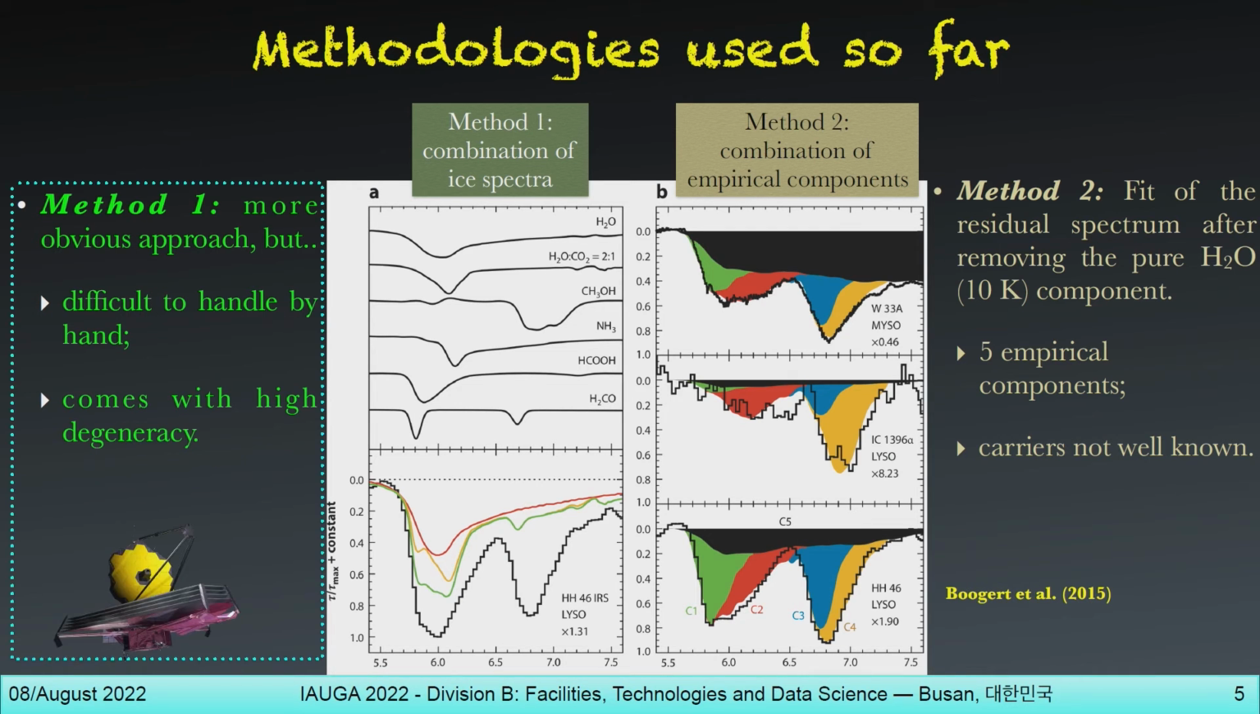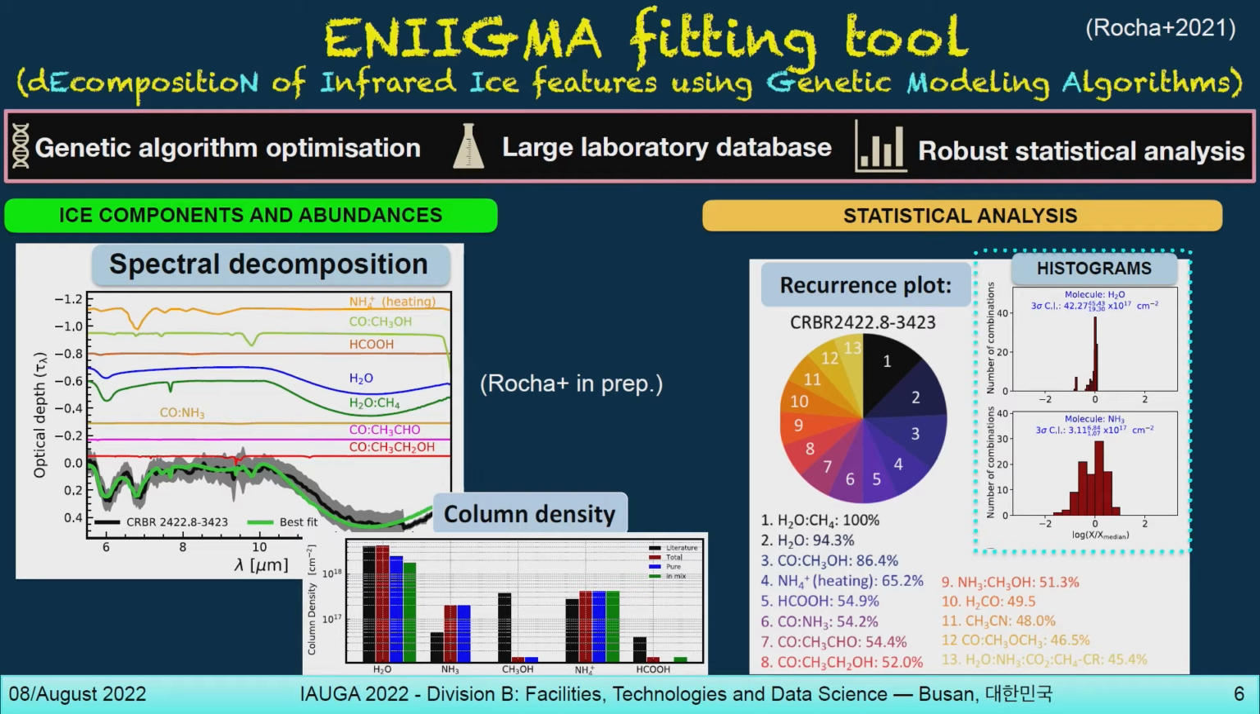So I would say that for the JWST era, it would be interesting to invest a little bit more time on method 1. And here is where the ENIGMA fitting tool comes into play. ENIGMA stands for the decomposition of infrared ice features using genetic modeling algorithms. And ENIGMA has 3 pillars, and I think this fits very well with the theme of this division B.